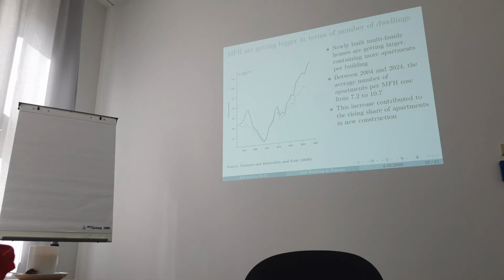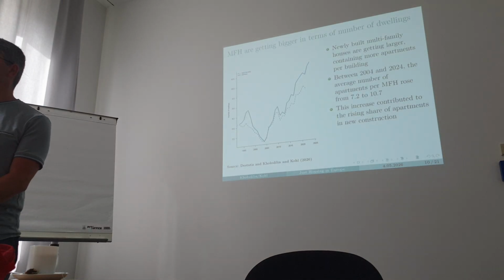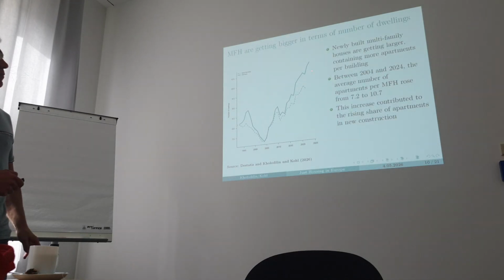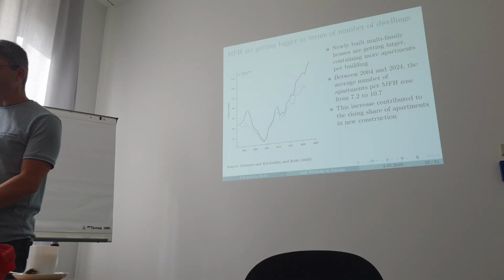We see that as the cycle or as the boom progressed, the investors were building larger and larger multifamily houses. So here we have the number of housing units per building. They started in 2004 with 7.2 dwellings per building, and then they ended up with almost 11 dwellings per building in 2024. So it's a huge increase, I should say.